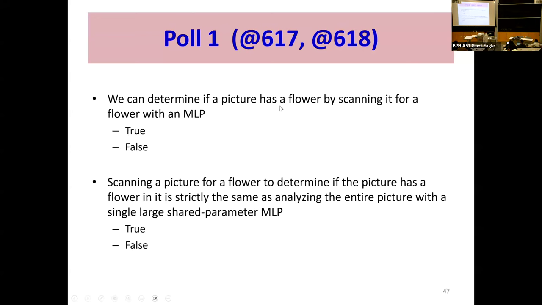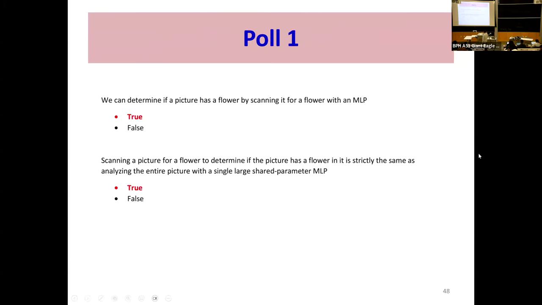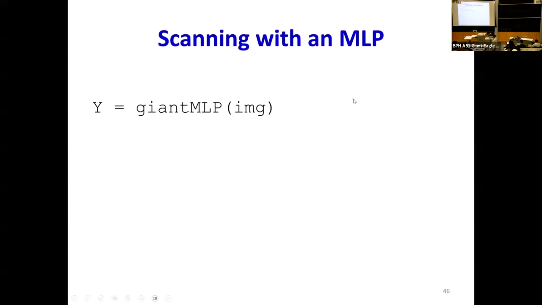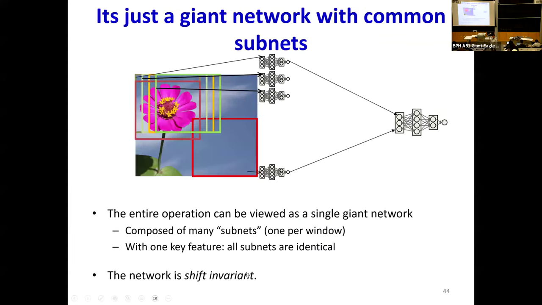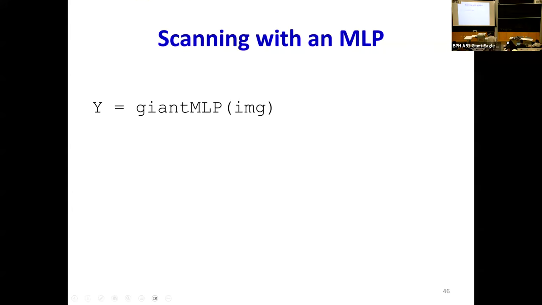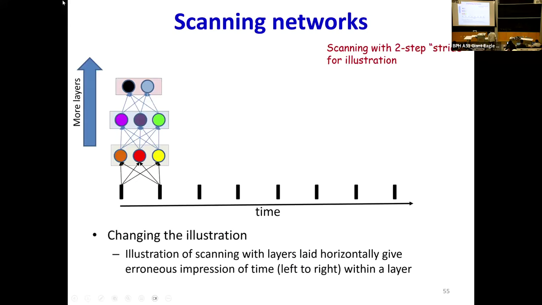So does everybody agree that both of these are true? We can determine if a picture has a flower in it by scanning for a flower with an MLP, right? Obviously. And scanning a picture for a flower to determine if it has a flower in it or not is strictly the same as analyzing the entire picture with a single giant MLP, which is basically what we've been saying, right? So the two are equivalent operations. With some caveats, we have shared parameters, meaning subnets in the large network have identical sets of parameters and structure.